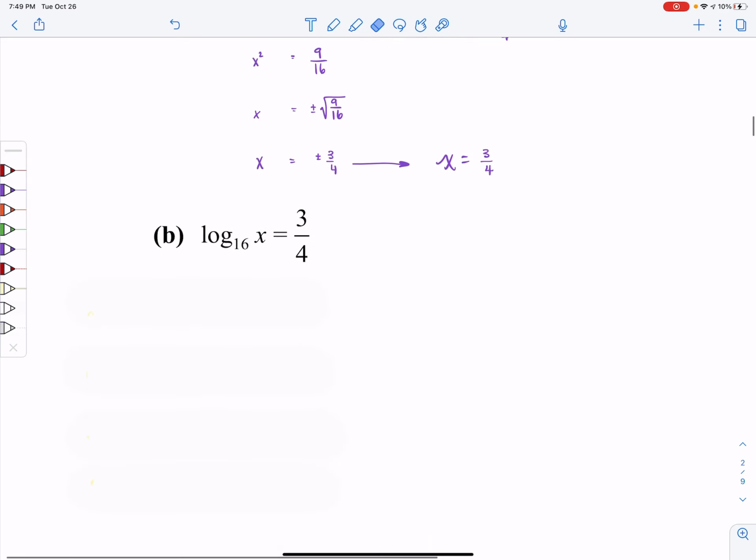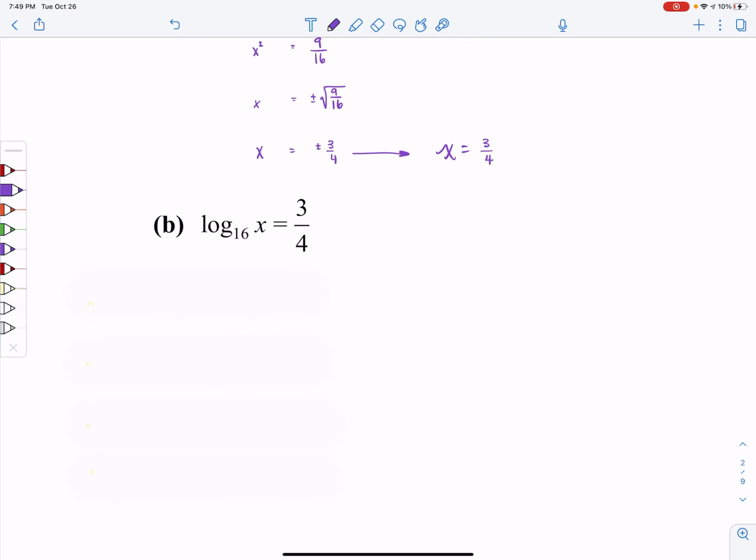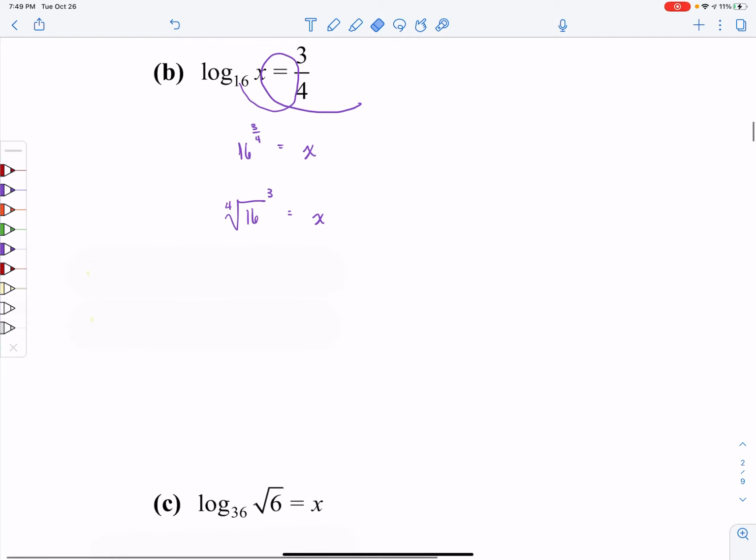All right, let's look at part B. So once again, let's take our base of 16, raise it to the 3/4 power, and make it equal to x. Don't forget your rule about fraction powers. You might need to go back to section 4.2 to look that rule up again. But fraction powers can be changed into roots. So the bottom number of the fraction becomes the root. The top number is the power. The fourth root of 16 is 2. If I cube that 2, I'm going to get an 8.